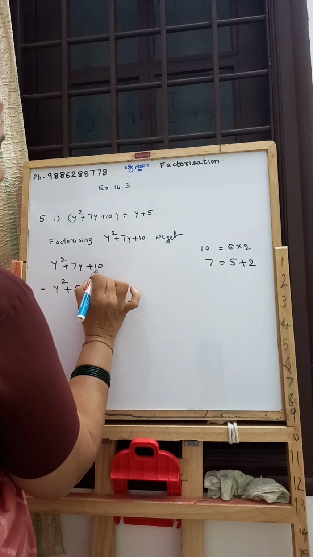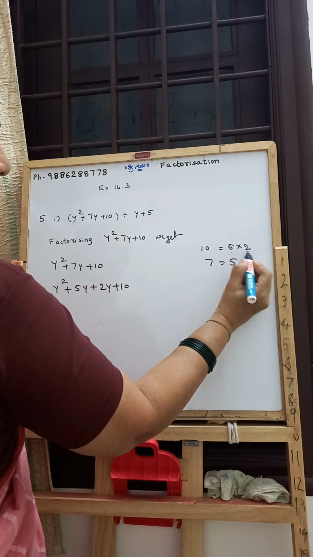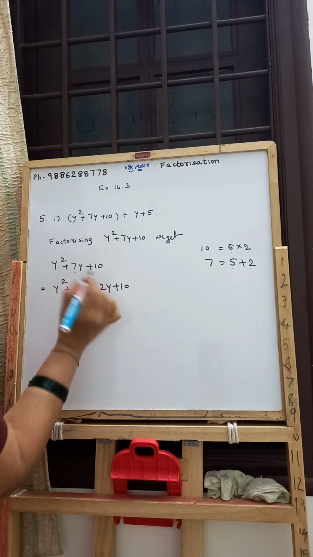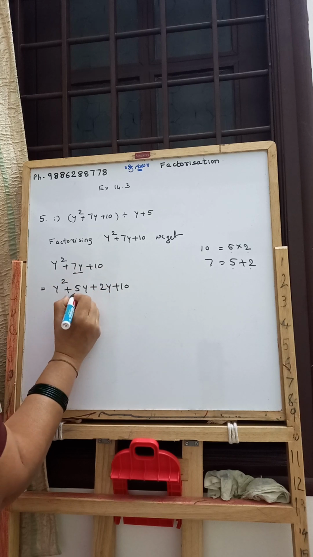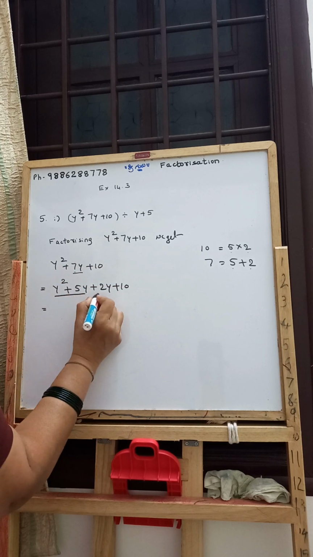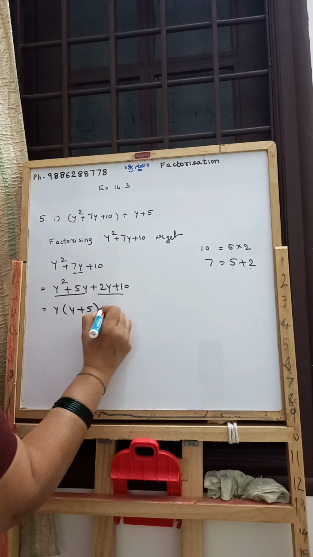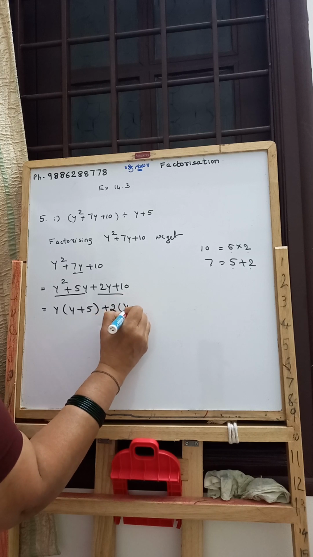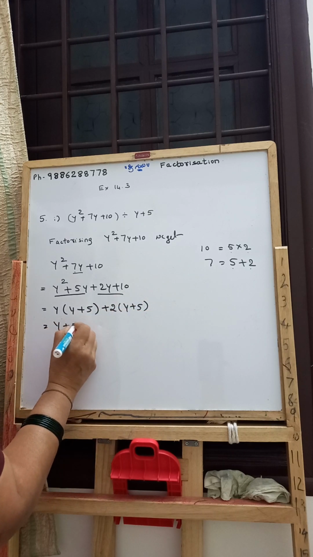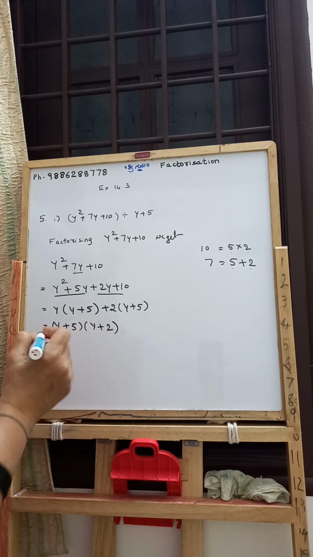We should find the factors of the constant 10 in such a way that if you add them, we get the middle term 7, and split the middle term as 5y and 2y. By grouping, we can find the factors. y into bracket y plus 2, plus 5 into bracket y plus 2. This is equal to y plus 5 into another bracket y plus 2.